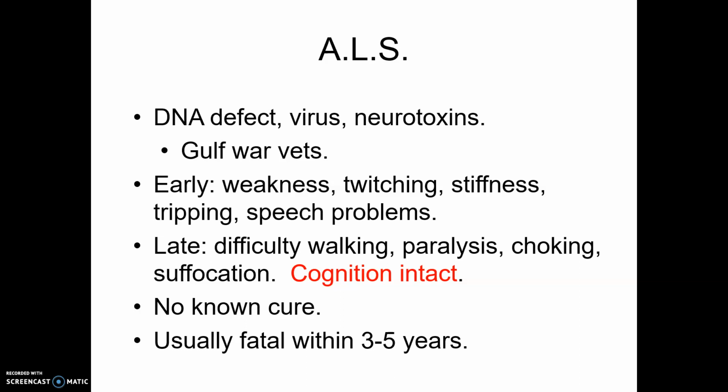genetic mutation presents itself. Early things that you will see with ALS include weakness, twitching, stiffness, tripping, and speech problems. Later on, you will experience difficulty walking, paralysis, potential choking because you can't swallow, or suffocation. There's no known cure. One thing I will mention is your cognition is intact. Your brain is still fine. It's just your muscles can't really help you.